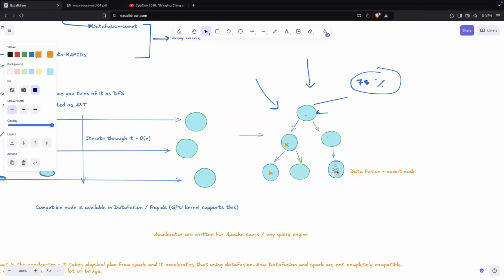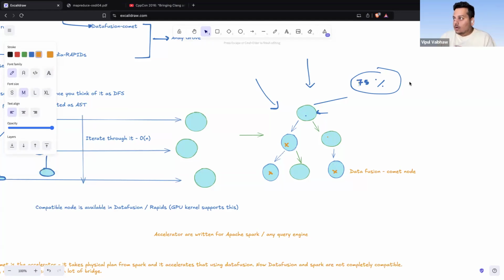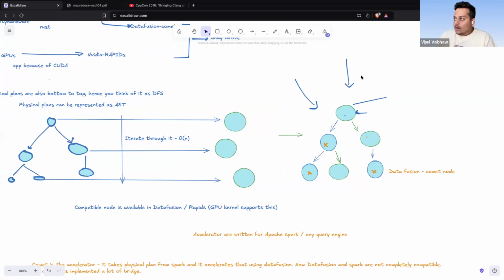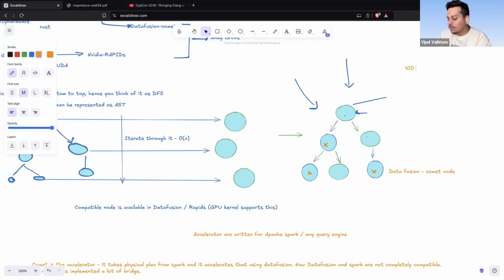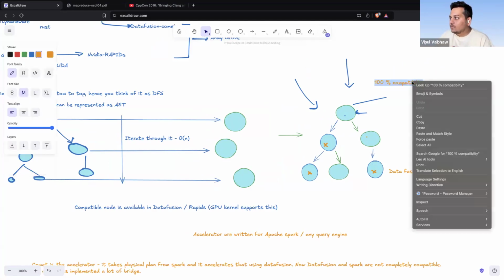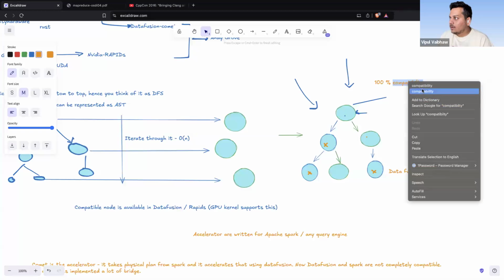Yeah, got it. So it should be 100% compatible. 100%. Correct. 100% compatibility.